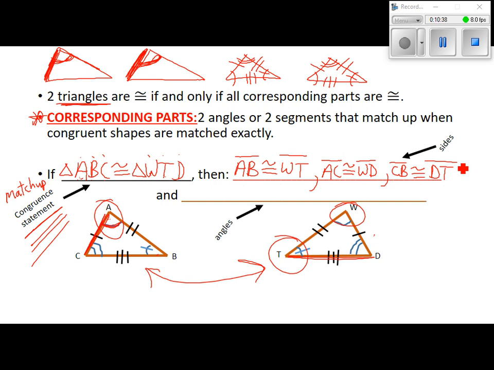And then the angles, I'm just going to name the angles with one letter because I'm being lazy. So I know that angle A has to be congruent to whichever angle it matches up to in the other one, which happens to be angle W. Angle B has to be congruent to angle T. And the last one, angle C, has to be congruent to angle D. That's an ugly D, but it's supposed to be a D.